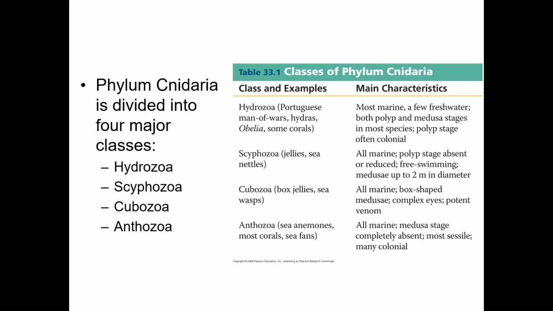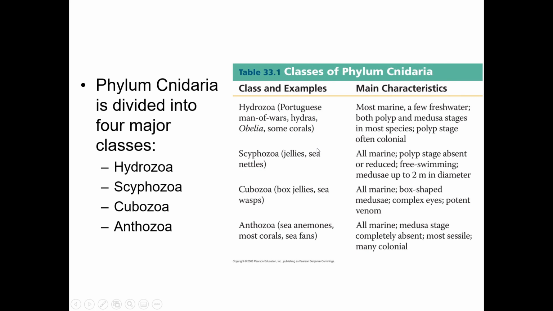You have four major classes: the Hydrozoa, the Scyphozoa, the Cubozoa, and the Anthozoa. Representative of Hydrozoa, we have Portuguese man-of-wars, hydras, and some corals, mostly marine, a few freshwater, with both polyp and medusa stages in most species. The Scyphozoa are the jellies and the sea nettles, kind of what you see when you go to the Jersey Shore.